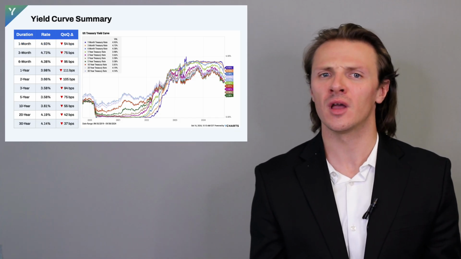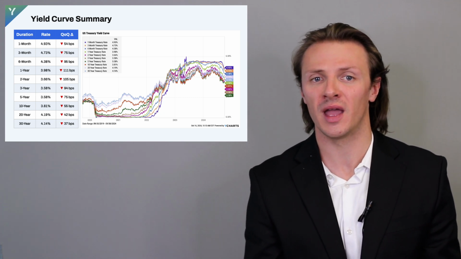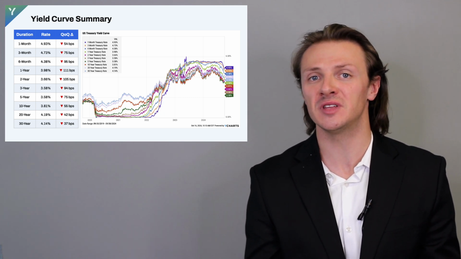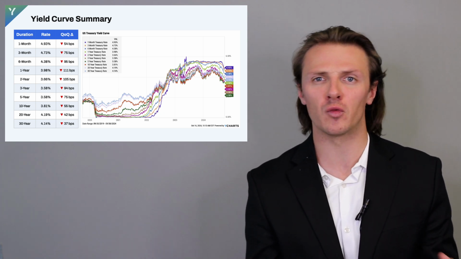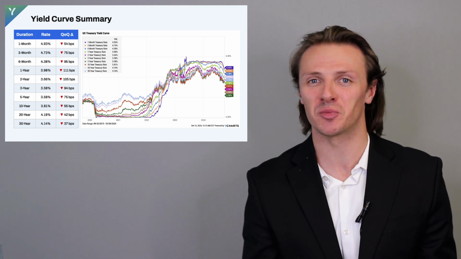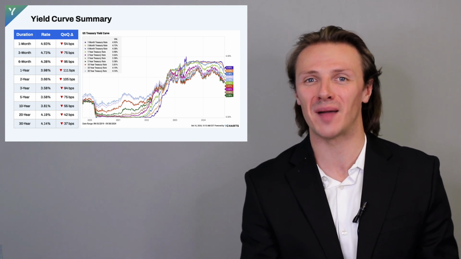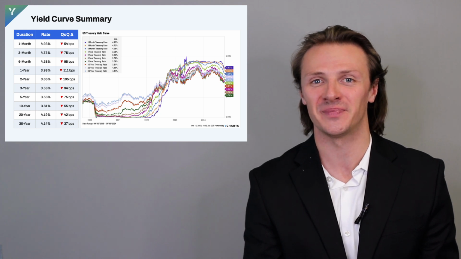Why is this important? Well, the 10-2 had been inverted since July of 2022, and an inverted yield curve has typically preceded previous recessions. Many are wondering if and when a recession will strike, and you'll find more insights on recession probability in the full economic summary slide deck, so be sure to download the deck if you haven't already.